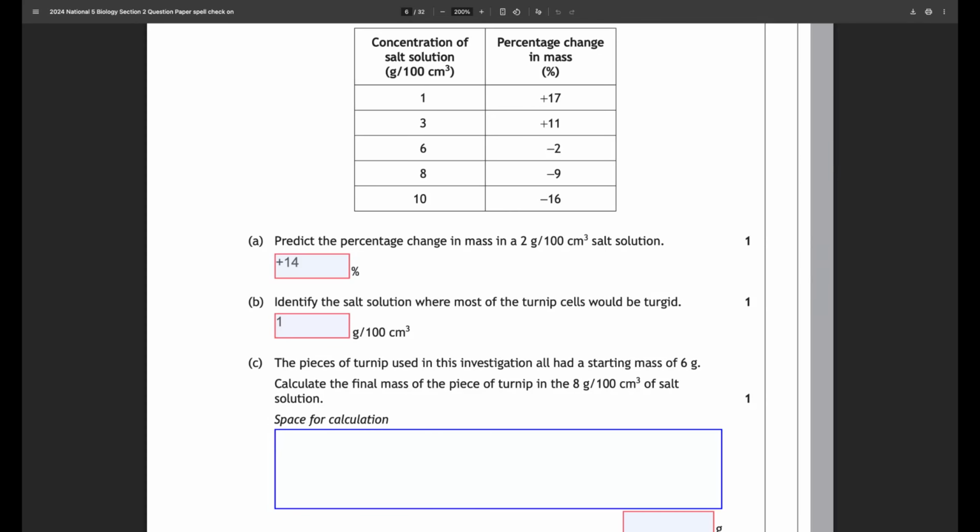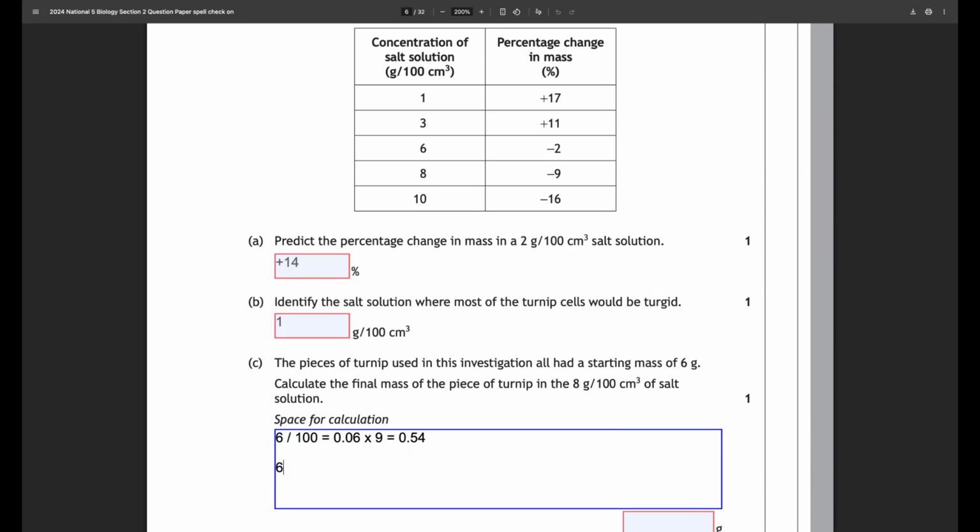So we basically need to find out what 9% of 6 is, and then take that 9% away from the original 6 grams. To work that out, there's a couple of ways to do it. You can go 6 divided by 100. That gives you 1%. So 6 divided by 100 gives you 0.06. That's 1%. We then multiply that by 9 to give us 9%, 0.54.